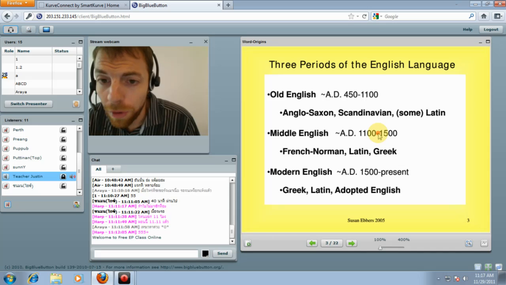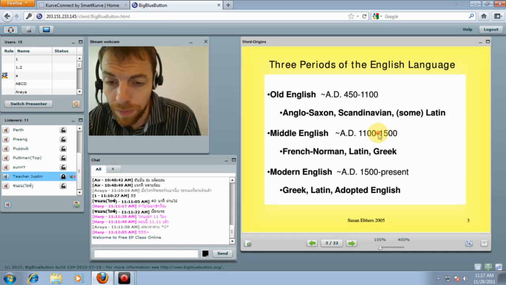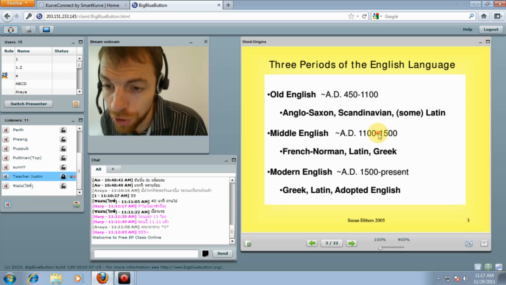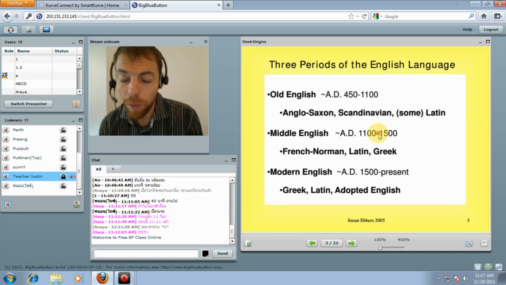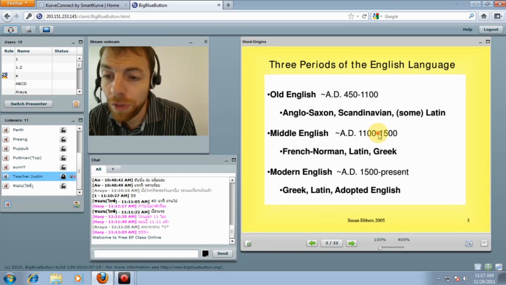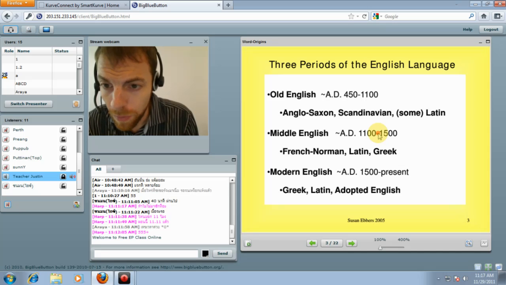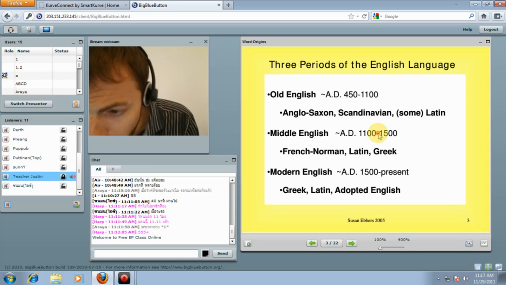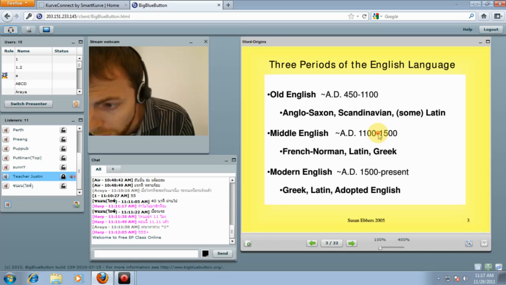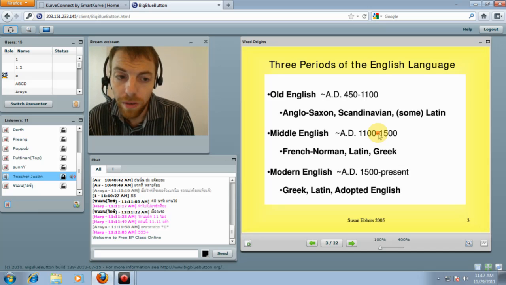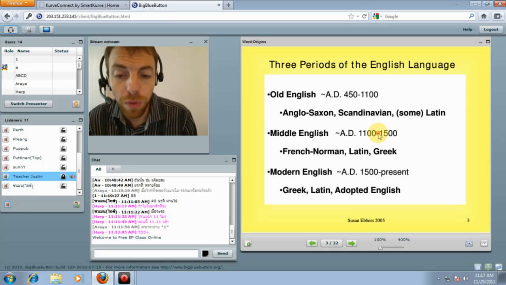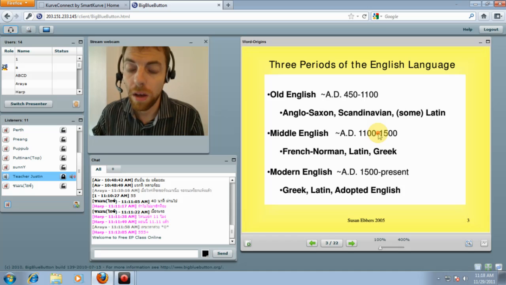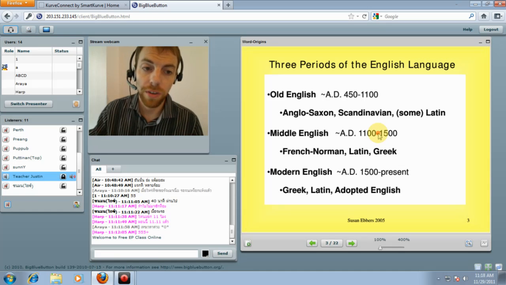So here are three periods in the English language. And first we have Old English, which is from about 1,500 years ago. That's AD 450 to 1100. And these are Anglo-Saxon and Latin words. So this is when English is still a new language, and it is very influenced. It means it's very similar to these older languages that came before it.